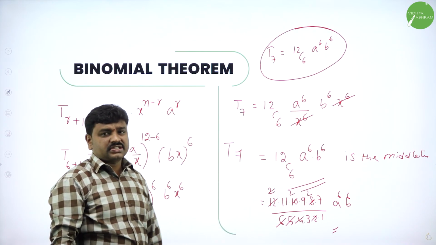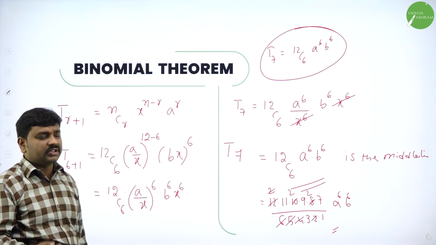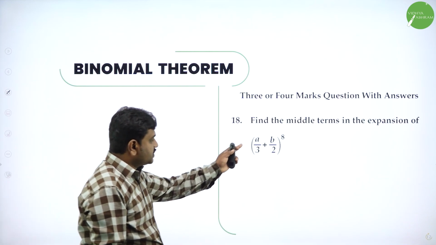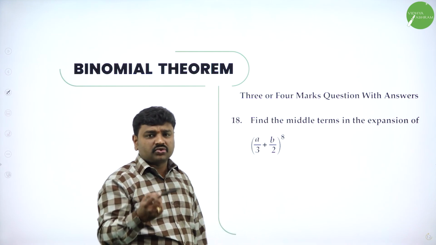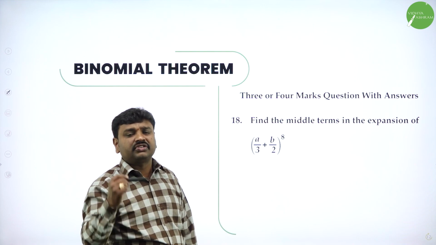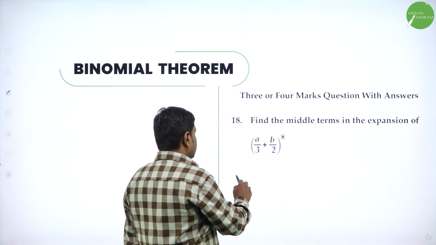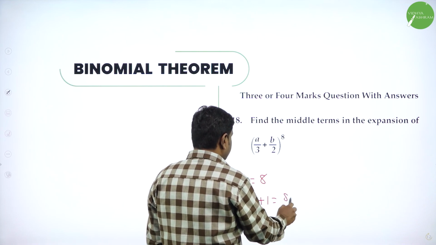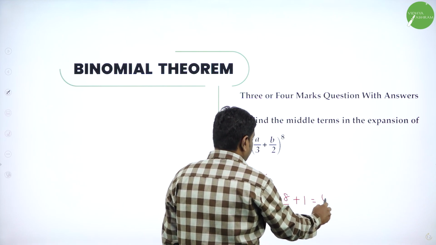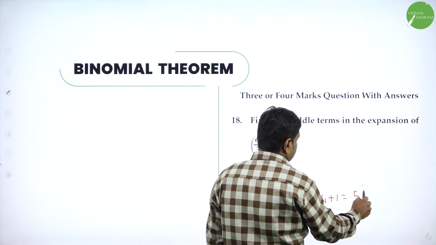Hope all of you got it. n is an even number, n by 2 plus 1th term is the middle term. Here again n is 8, n is an even number. Again the middle term is what? n by 2 plus 1th term. 8 by 2 is 4, 4 plus 1 is 5, 5th term is the middle term. So n is 8, and n by 2 plus 1 means 8 by 2 plus 1, that is 4 plus 1, that is the 5th term is the middle term.